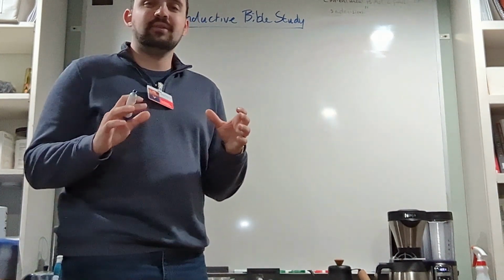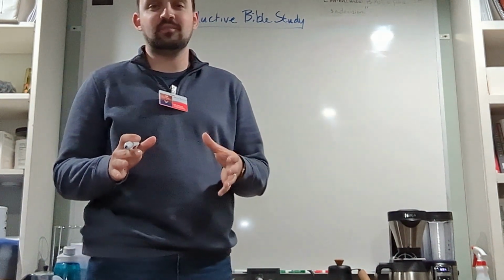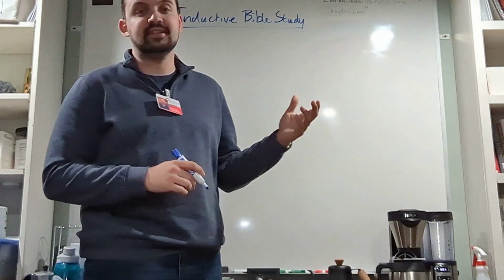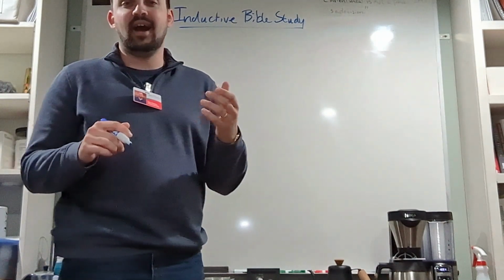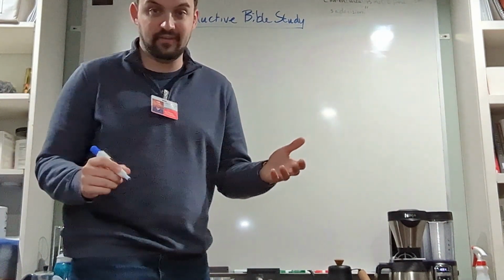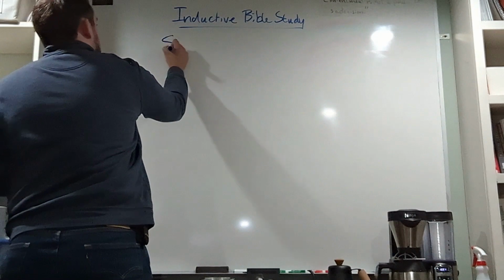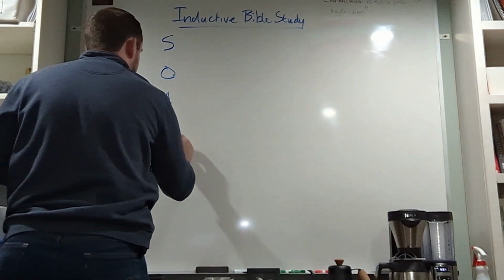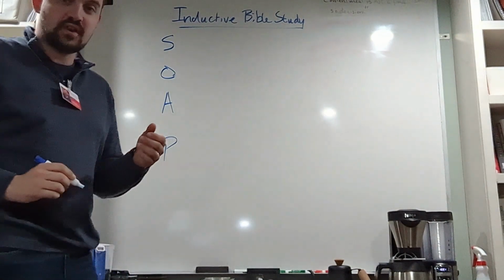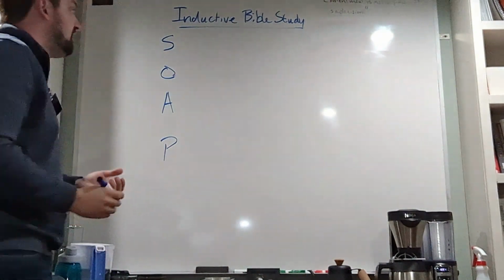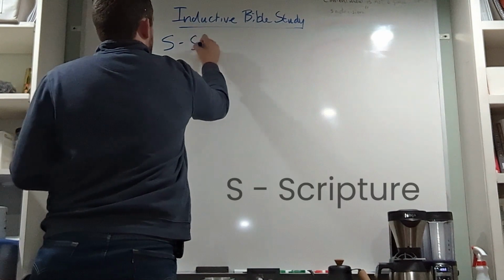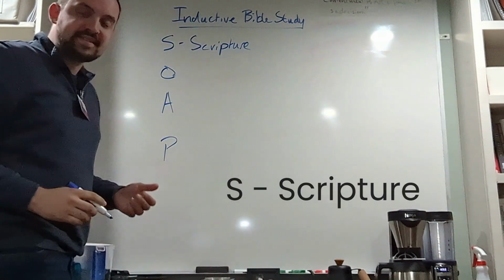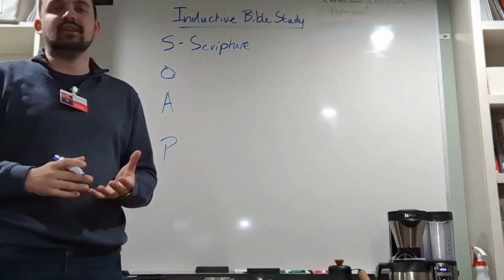So without going into too much detail in this specific moment, what I usually do to help people understand inductive Bible study is I utilize the SOAP method. Now, SOAP goes like this. Obviously, you have S, O, A, and P. Those are the four components of SOAP. The first thing is starting with scripture. You're always having scripture as your foundation in Bible study.